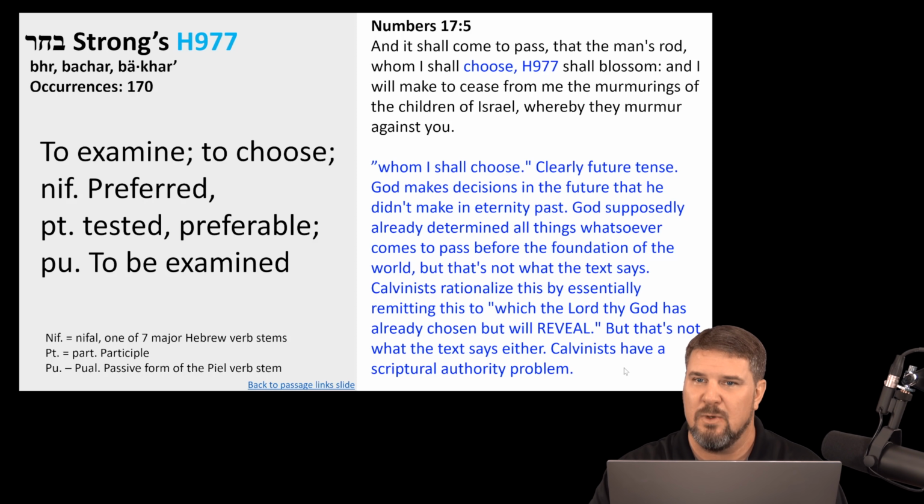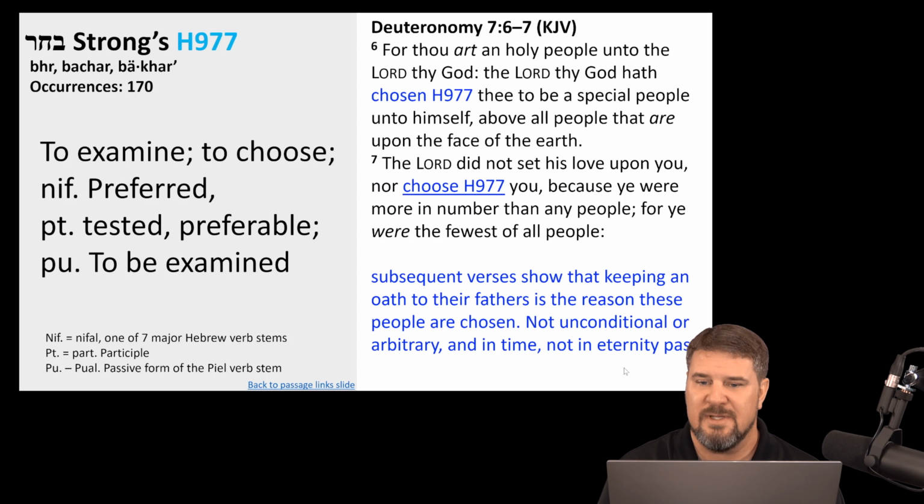And what Calvinists have is a scriptural authority problem. Yeah, you can rationalize anything away, but at the end of the day, what they don't believe is what the text says. In Deuteronomy 7:6-7, thou art an holy people unto the Lord thy God. The Lord thy God hath chosen thee to be a special people unto himself above all people that are on the face of the earth. The Lord did not set his love upon you, nor choose you. Now the subsequent verses show that the keeping of an oath to their fathers, Abraham, Isaac, and Jacob, is the reason these people are chosen. It's not unconditional or arbitrary. It is in time, not in eternity past.